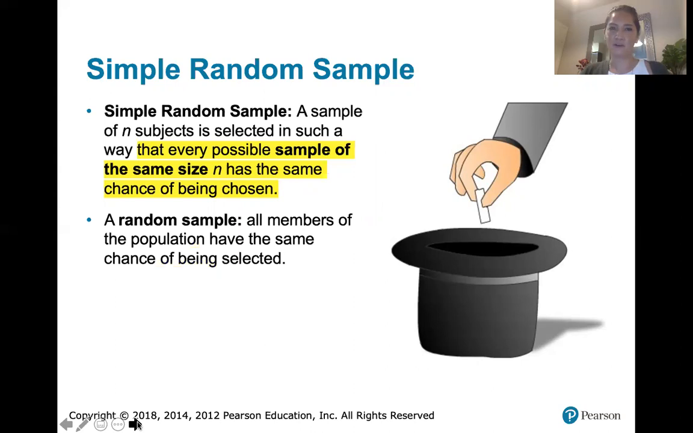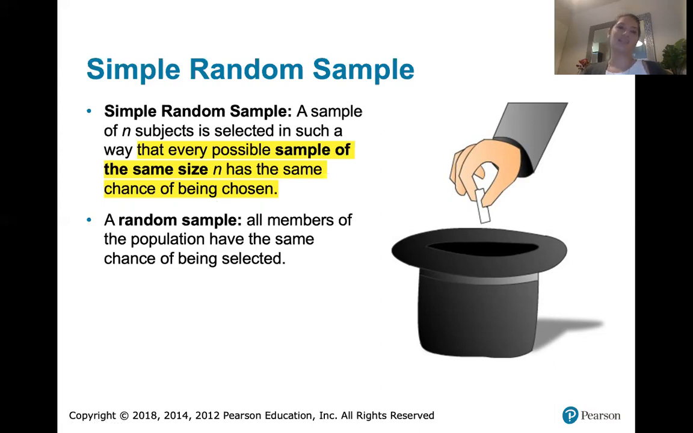Now, a random sample has a requirement that's similar, but it's not quite exactly the same. A random sample is a sample in which all members of the population have the same chance of being selected. Now, there's a very fine distinction there, and we can talk about it more during Zoom office hours if you'd like. But for our purposes in this class, whenever you hear simple random sample and random sample, they're pretty much going to be interchangeable. We're not going to get into that fine distinction between simple random samples and random samples.